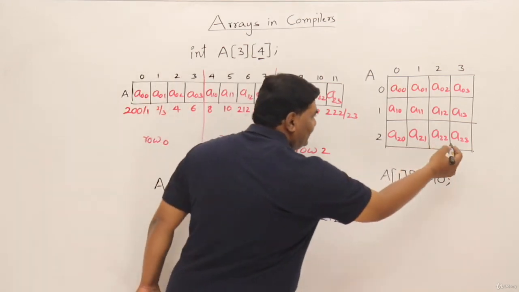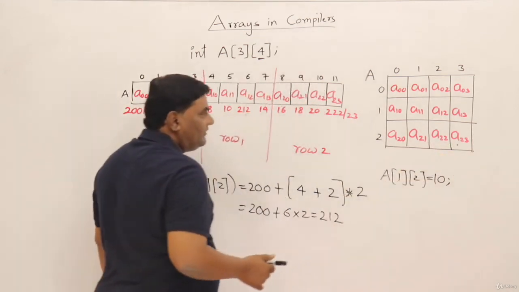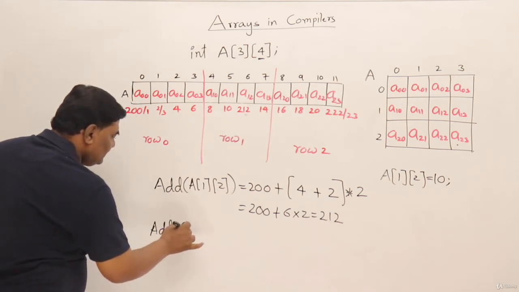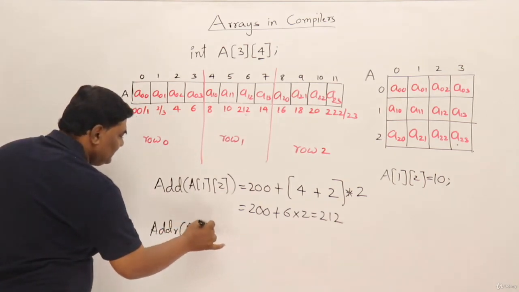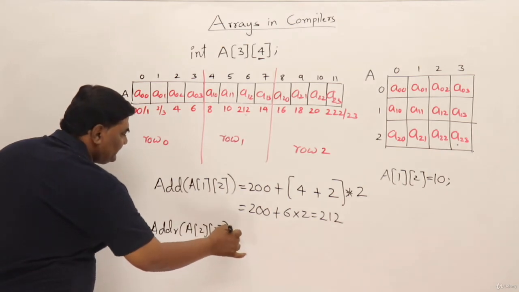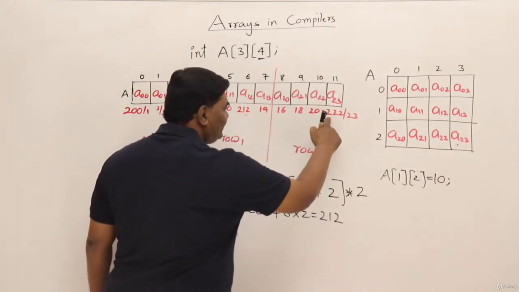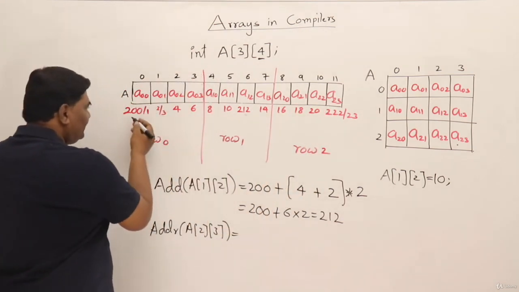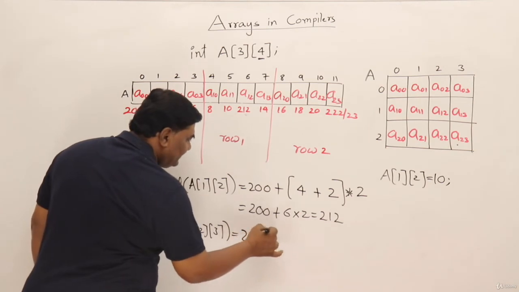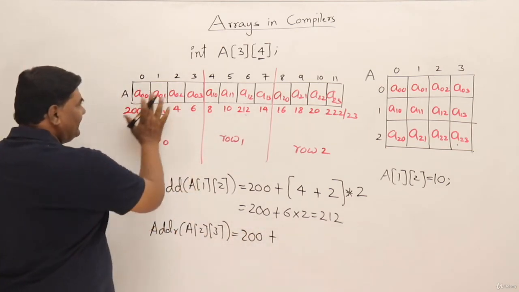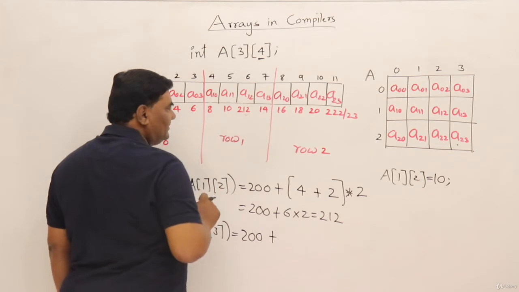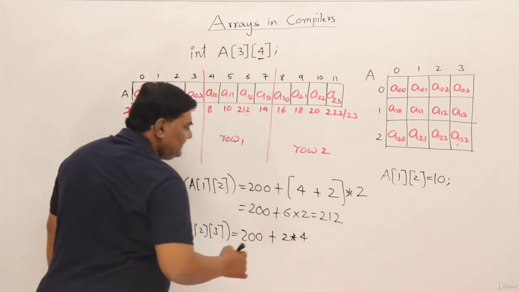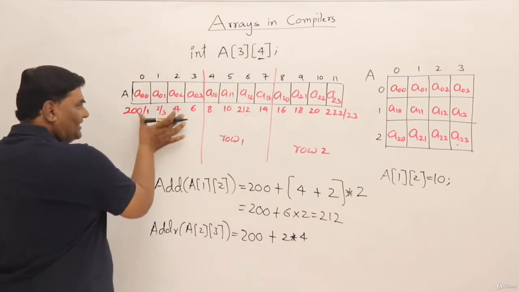Let us take the element 2, 3, A of 2, 3. So the address of A of 2, 3: if you see, A of 2, 3 is at address 222, so I should get this one. Now let us follow the same method. First take base address 200. Then from here I should skip 2 rows, that is 2 into 4 elements in each row.